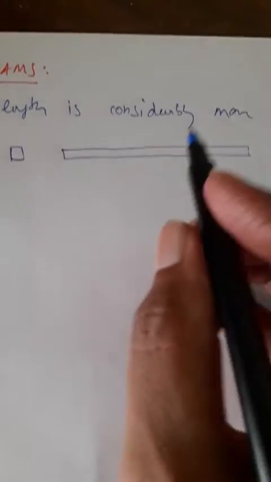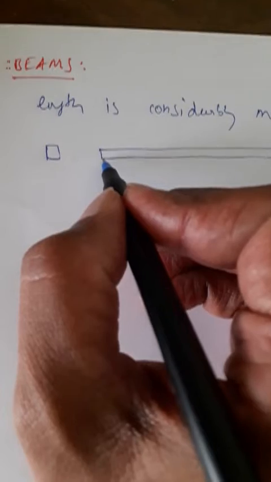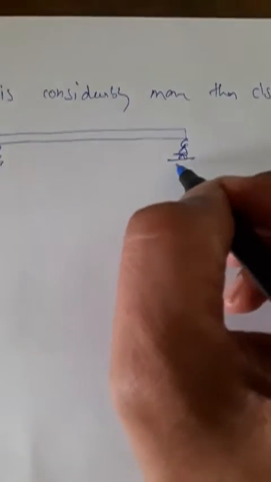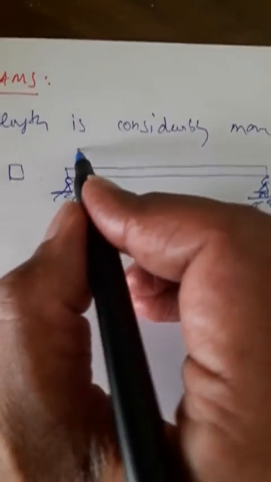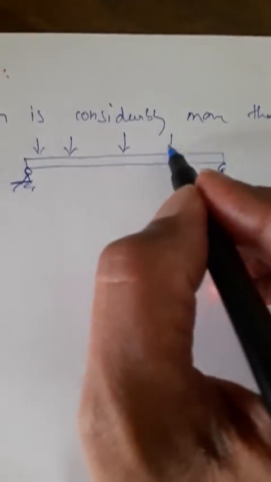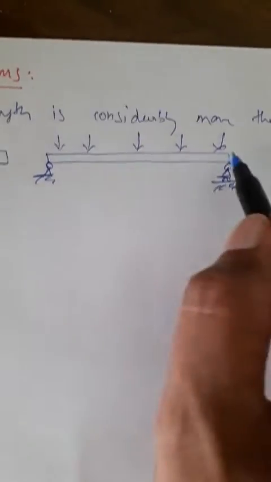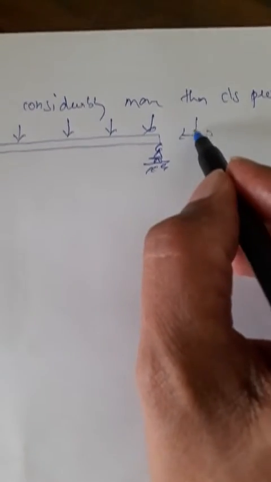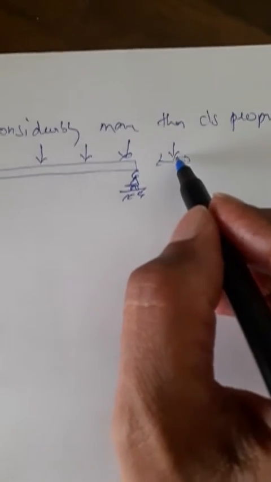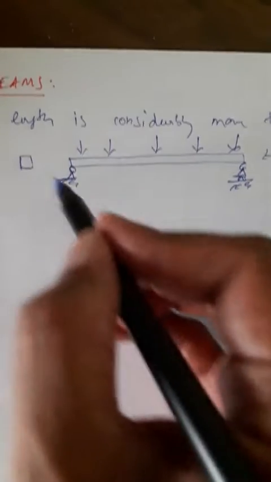Now for a beam, supports are lateral. So we may provide supports like this, two supports for a beam. Next, loading on the beam is in the lateral direction. So this is the lateral dimension. Loading is transverse to the longitudinal direction. This is the longitudinal direction and transverse means perpendicular. So loading is perpendicular to the longitudinal dimension. So this is the basic definition of a beam.